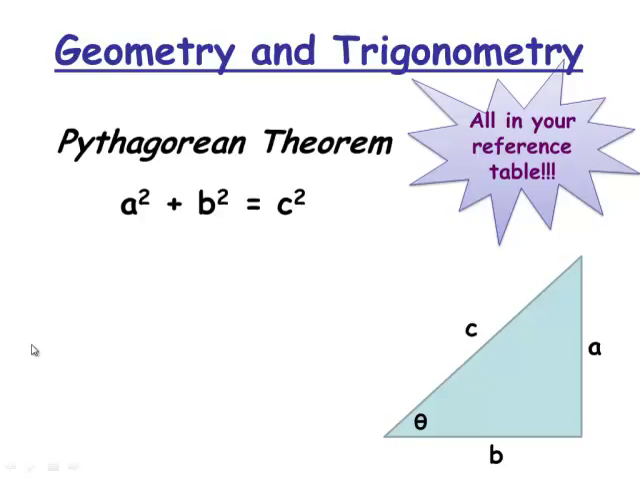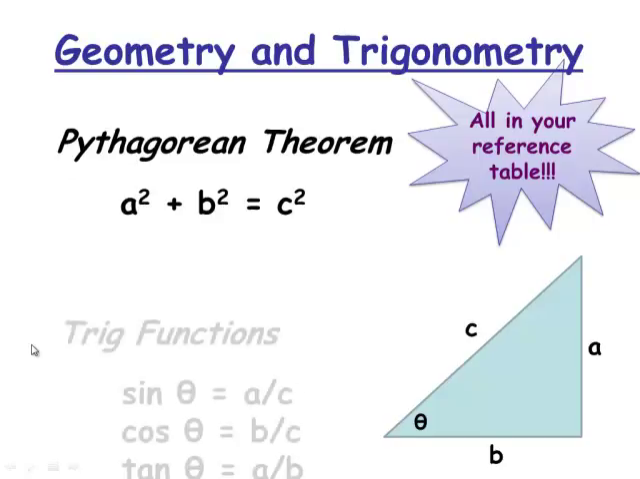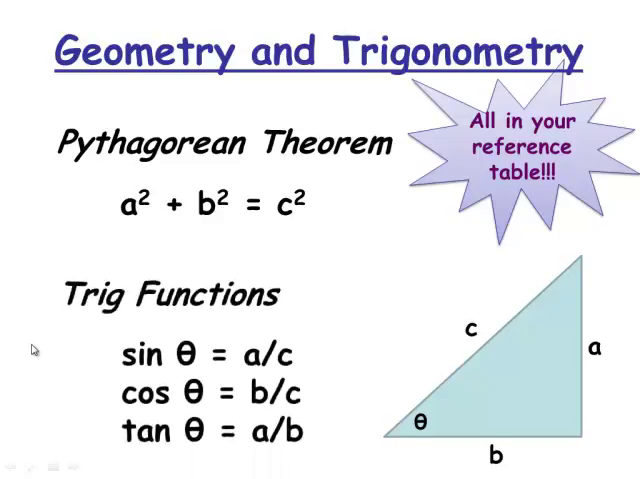With geometry and trigonometry, important equations to know are the Pythagorean theorem, a squared plus b squared equals c squared, which applies to right triangles, and also the trig functions sine, cosine, and tangent. Theta refers to the angle in your triangle, and sides A, B, and C are labeled for you on this triangle to the right, and also all of these formulas appear in your reference tables.